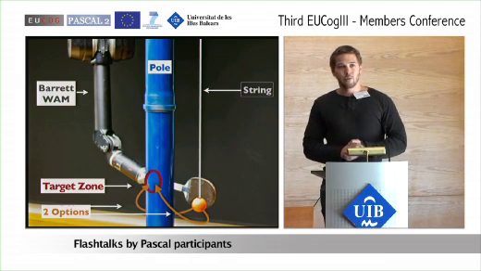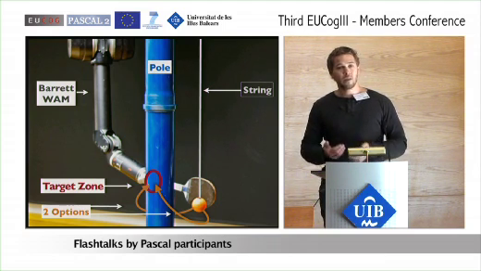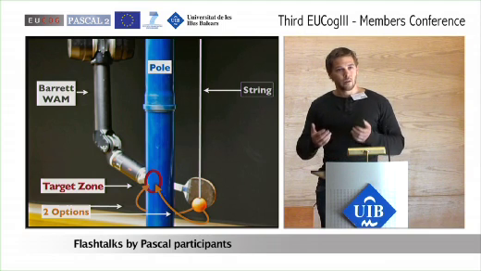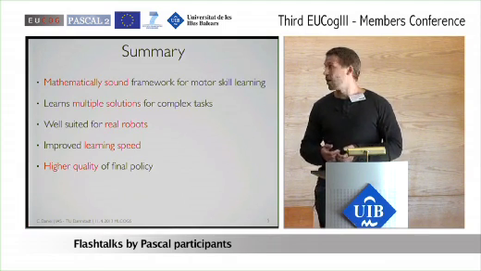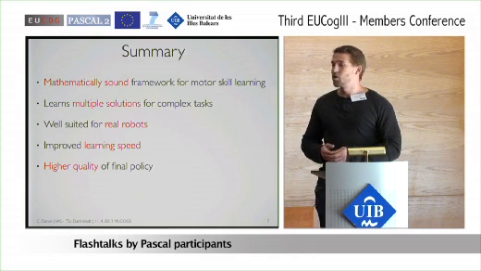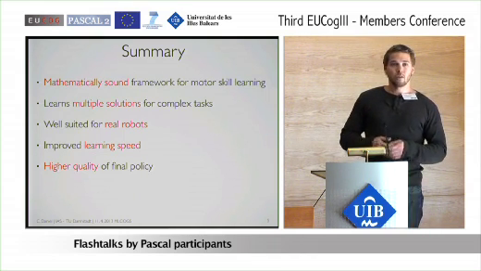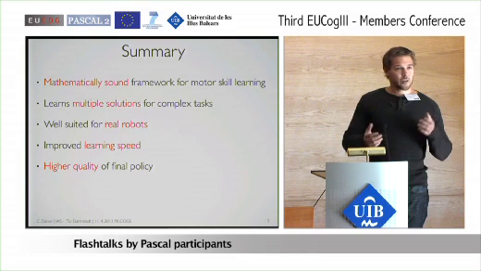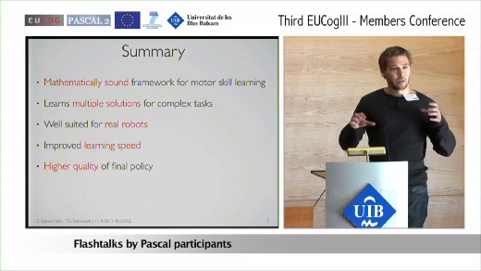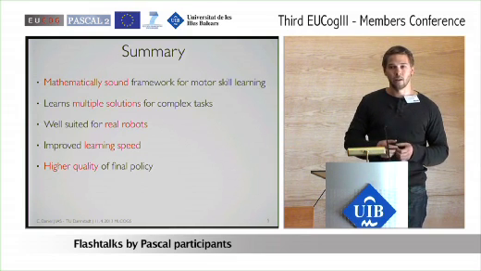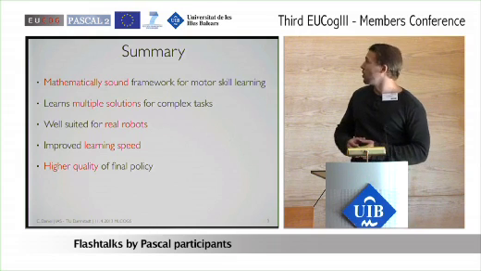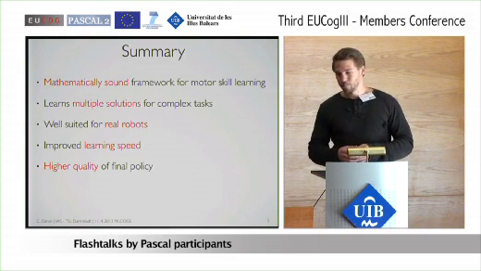So what we present is a mathematically sound framework which automatically learns multiple options for a learning task. We could show that it does not only learn multiple options, but because we're able to disambiguate between these options, which might not be able to work together, like going around the left or the right side, we're able to learn a little bit faster, and on average we also learn better solutions.